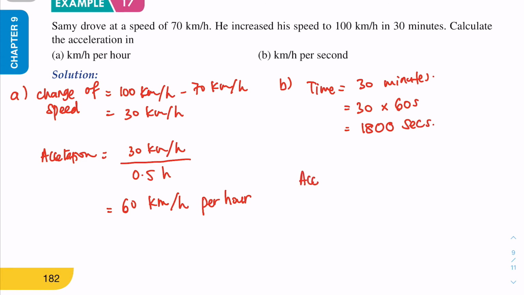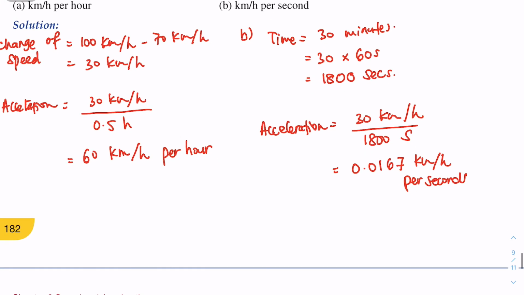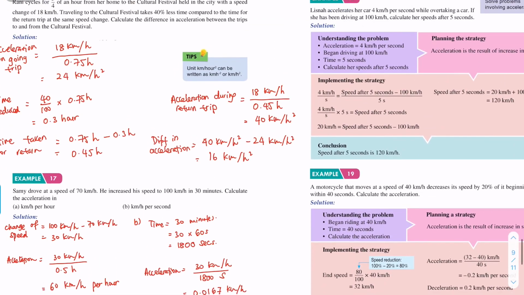Then we can calculate the acceleration. It is 30 kilometer per hour divided by 1800 seconds. Press your calculator: 30 divided by 1800 gives 0.0167 kilometer per hour per second. If you want to give your answer in fraction, also can, no problem. You will have 1/60, the same thing. So that's it for example 17.